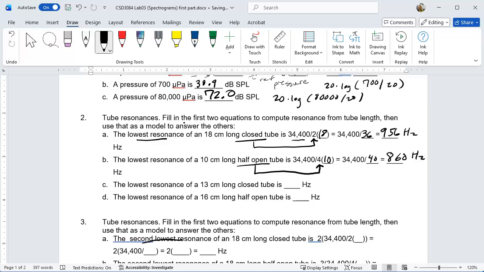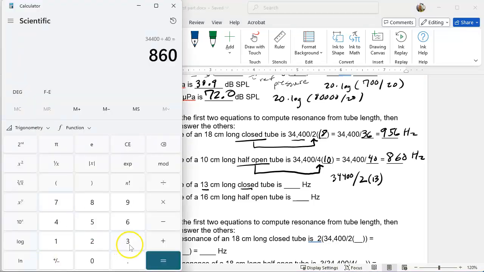Okay, same deal. 13 centimeter tube, closed, so I want 34,400 divided by 2 times the length of the tube, because that's closed. So 34,400 divided by 26, though actually you can divide by 2 and then divide again by 13, and you get the right answer. So 1323 hertz.